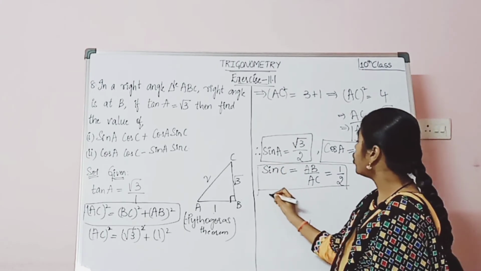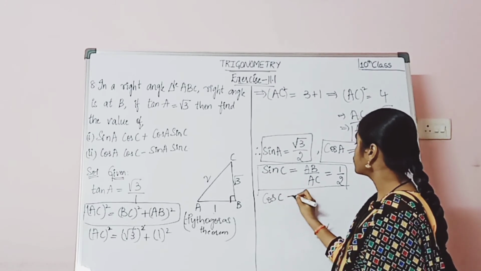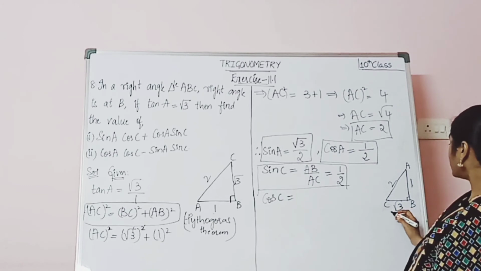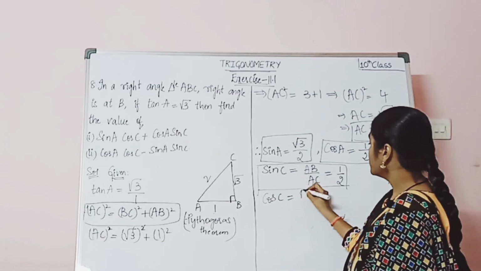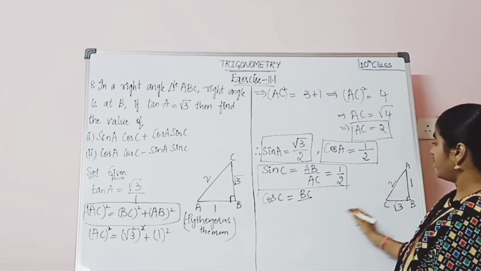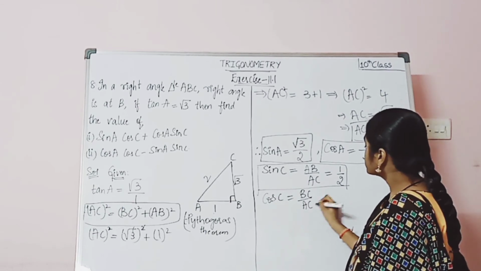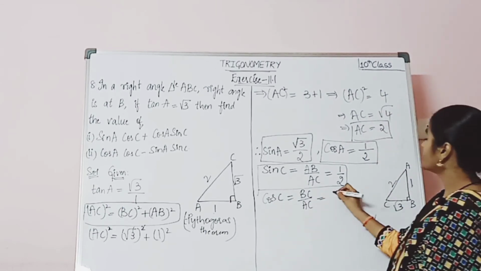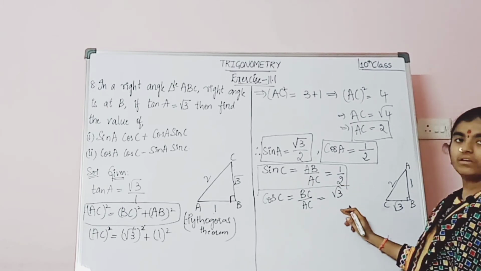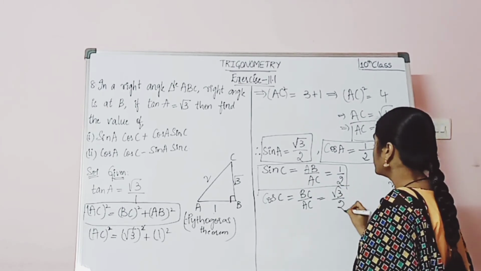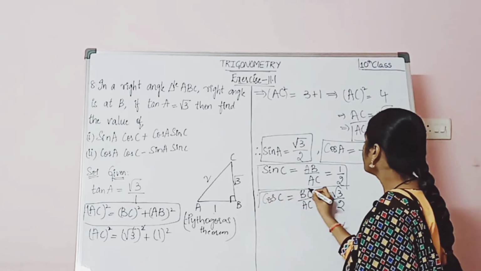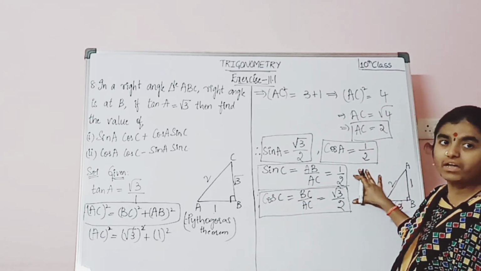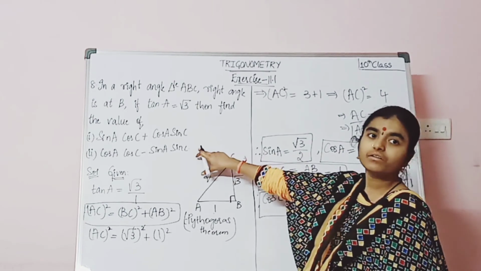Now what we have to find? Cos C. Cos C equals, what is the formula for cos? Adjacent side by hypotenuse. Now what is adjacent side here? BC. BC by AC. So cos C equals, what is BC here? Root 3 by AC. What is hypotenuse? 2. So what is the value of cos C? Cos C equals root 3 by 2. Now we have to substitute these 4 values in the given question.